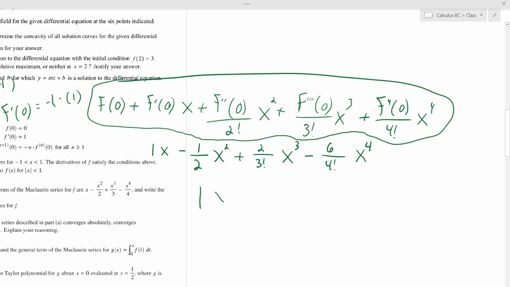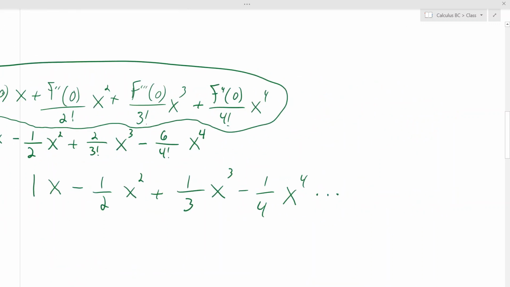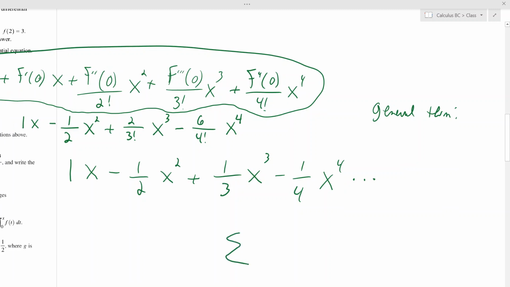So this is 1x minus 1/2 x squared plus 1/3 x cubed minus 1/4 x to the 4th. So you can see here the pattern for this, and you can put like a dot, dot, dot. You could write general term if you want, like that, boom, boom, and then put what it is. And you can do sigma notation if you want to go that route as well. All those are fine for expressing the general term.